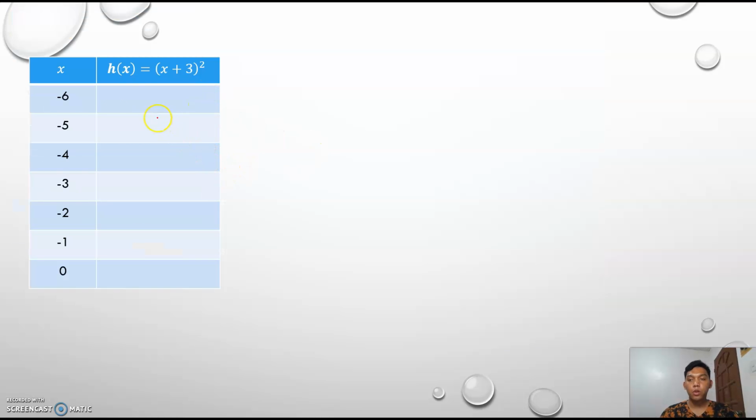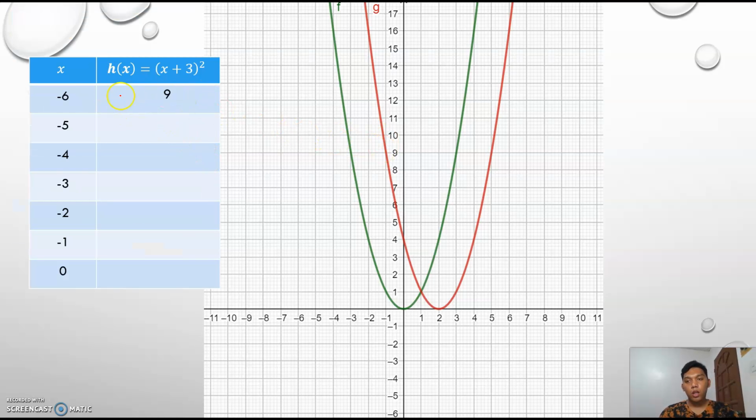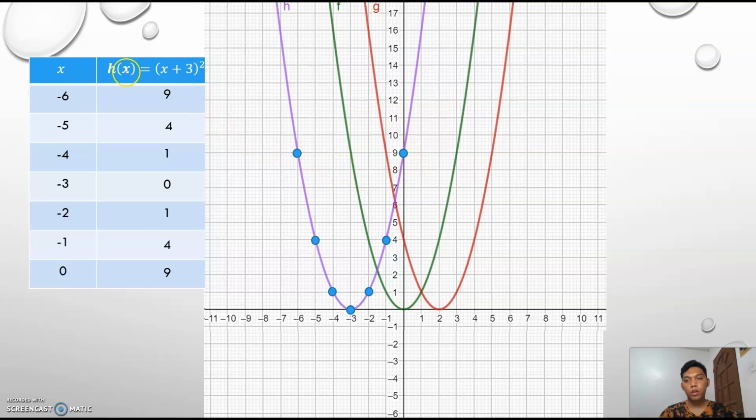Let's graph the other two functions. Next, we compare these values. We have h of x equals (x plus 3) squared. -6, 9, it's here, and then -5, 4 down here, -4, 1 here, and then -3, 0. Then -2, 1, -1, 4, and then 0, 9 there. Then we connect it, and that's the graph of this function.